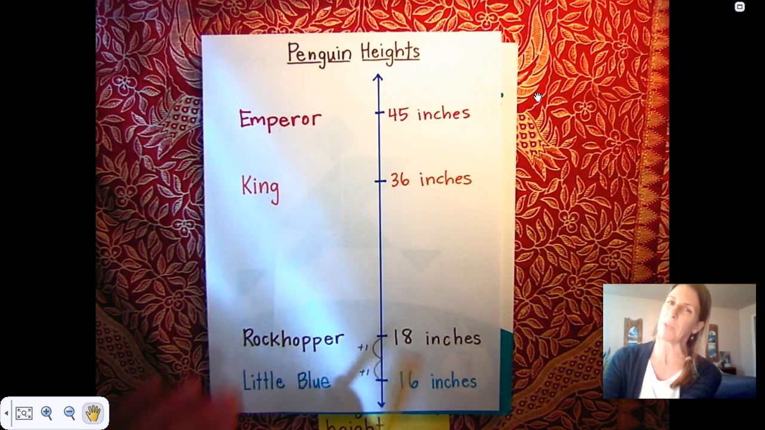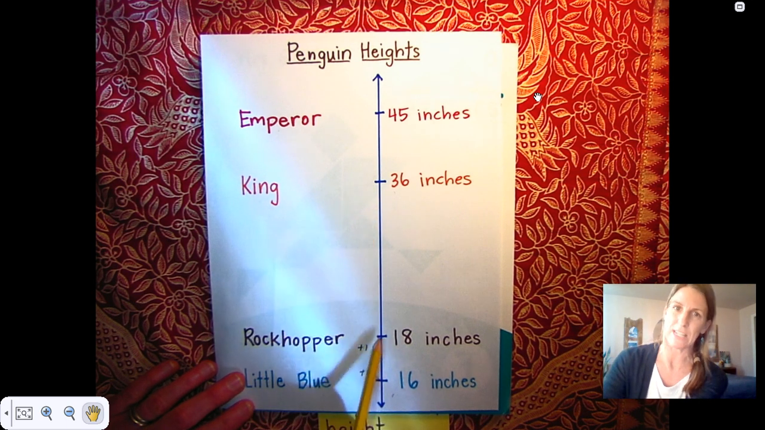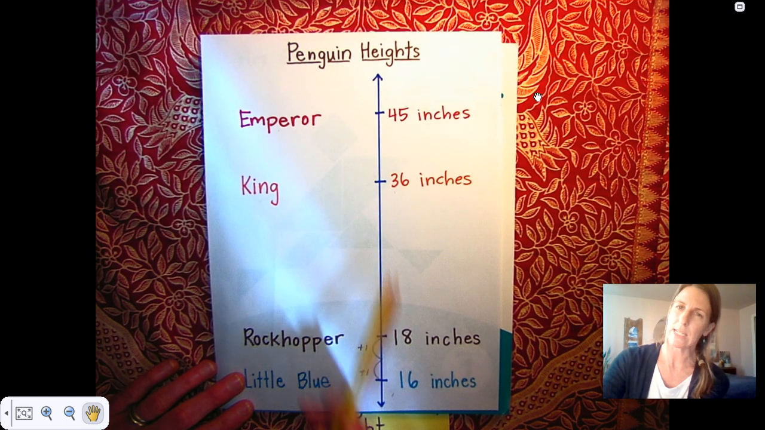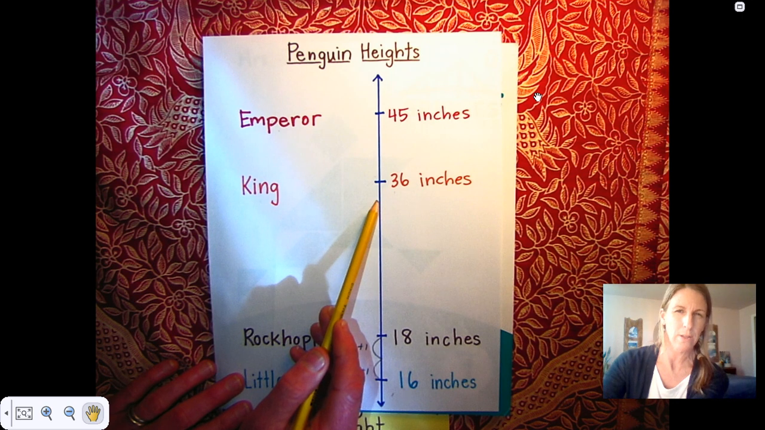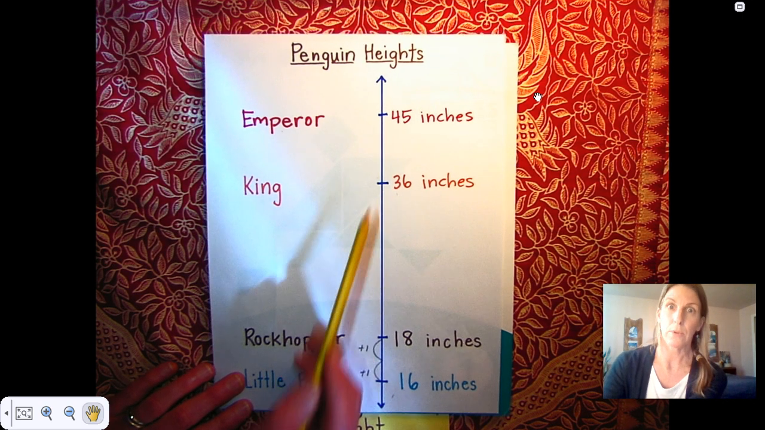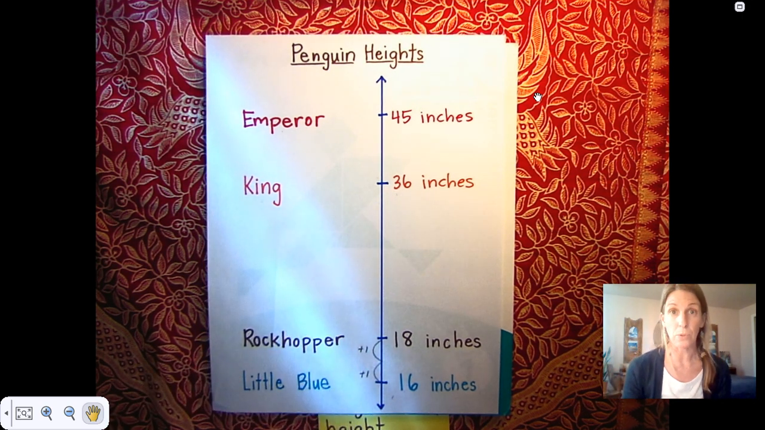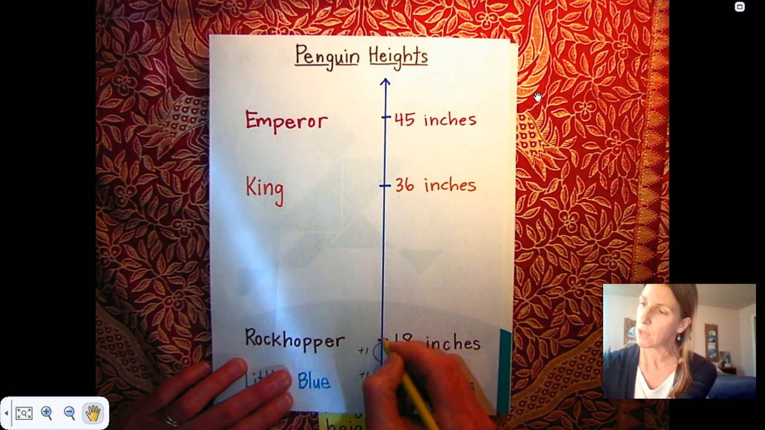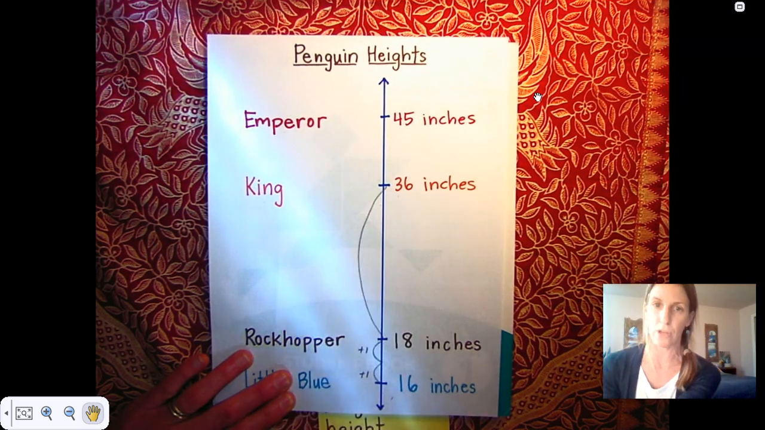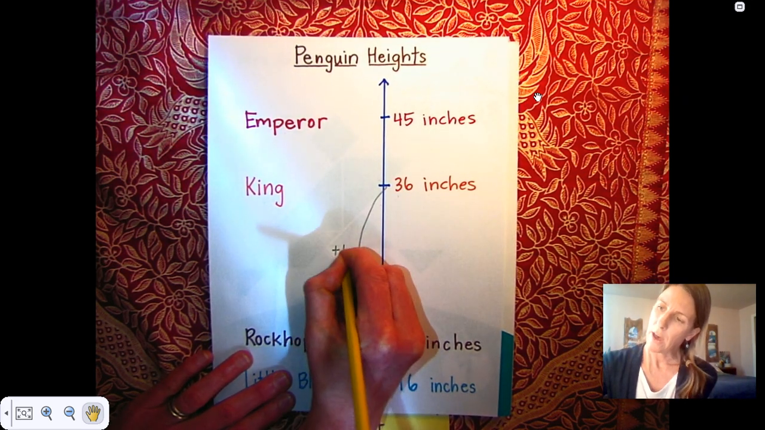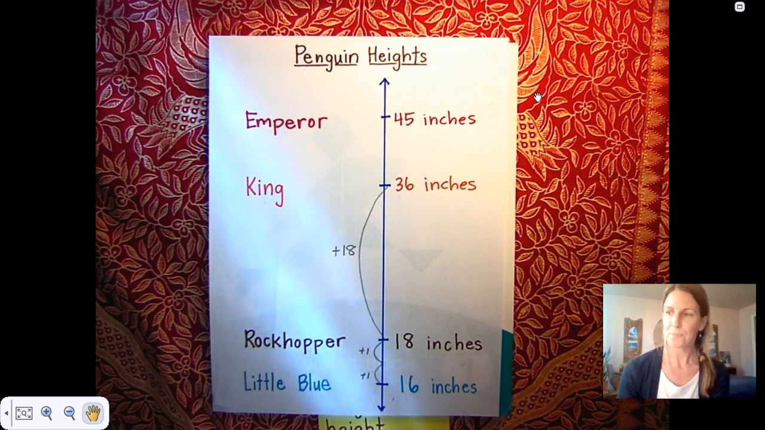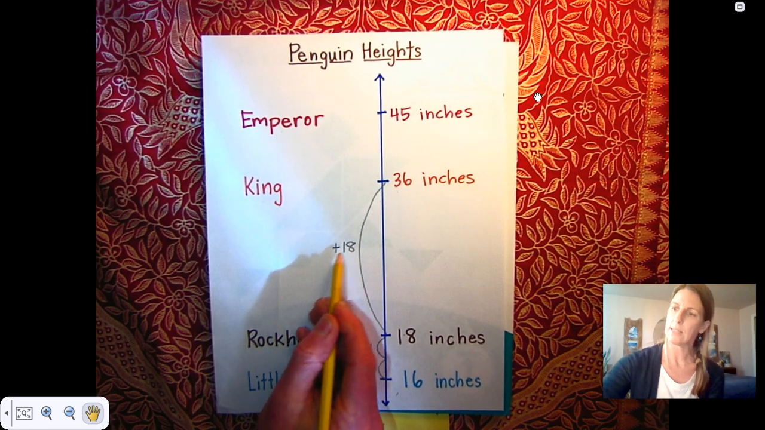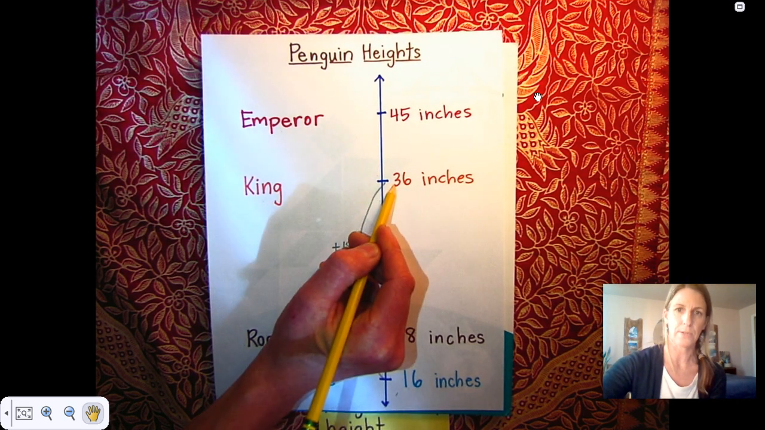And then that big jump, that big difference between 18 and 36, we had to work that out last week. And we remembered that our doubles told us 18 plus 18 is 36. So this jump from 18 to 36 was a big jump of 18. 18 plus 18 equals 36.